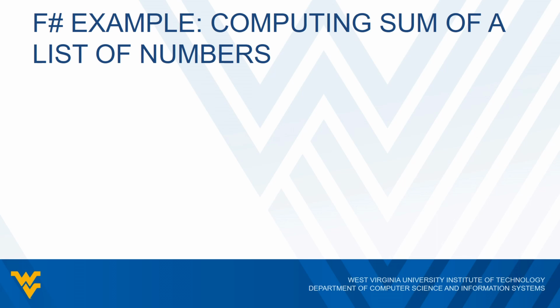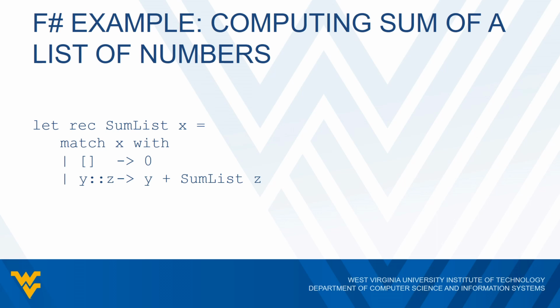Let's take a look at an example of a program in F Sharp where we're going to compute the sum of a list of numbers. In fact, this is the same approach that we did with our Scheme example, where we have a list of numbers and we want to get the sum of it. So here's the code in F Sharp. The let here is similar to the define statement that we had in Scheme before. And rec means that this is going to be a recursive function, and sumList is the name of the function, and x is the argument of the function.